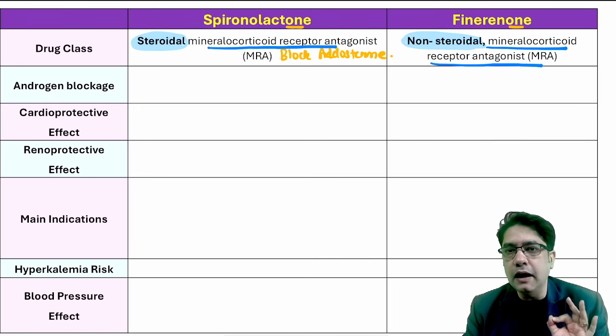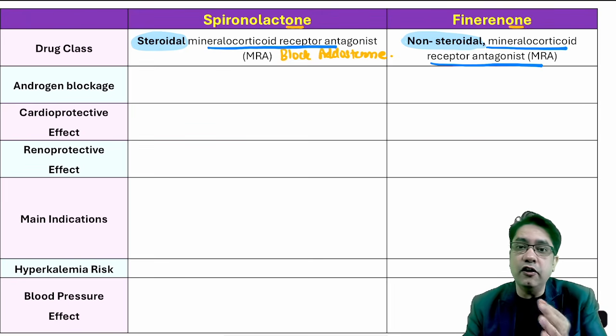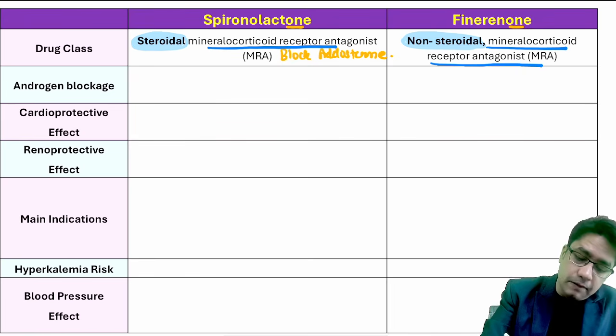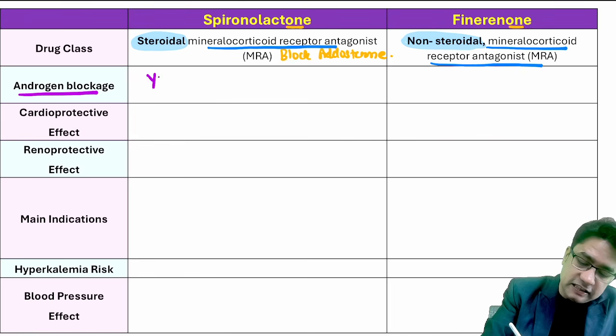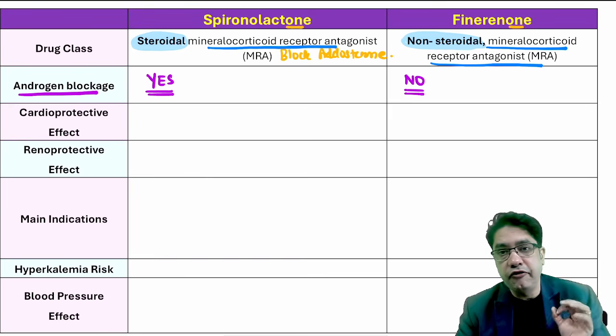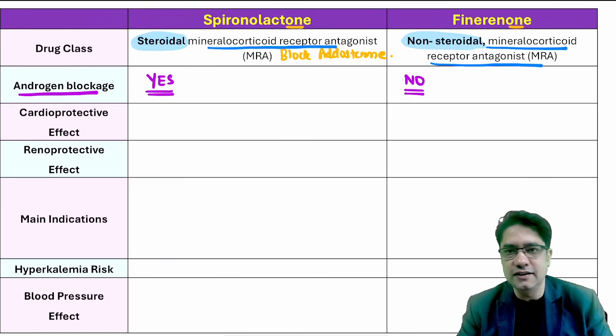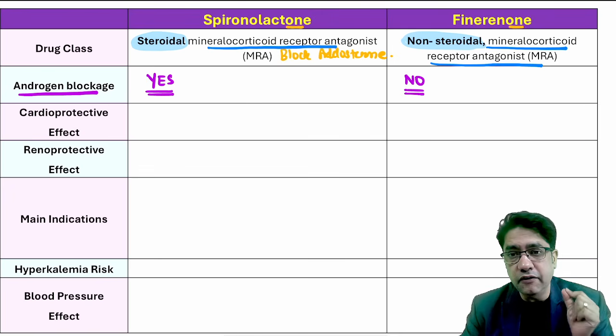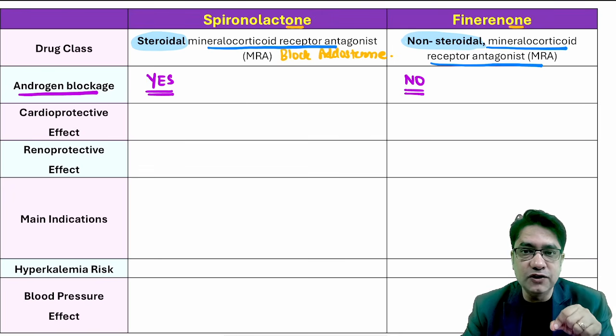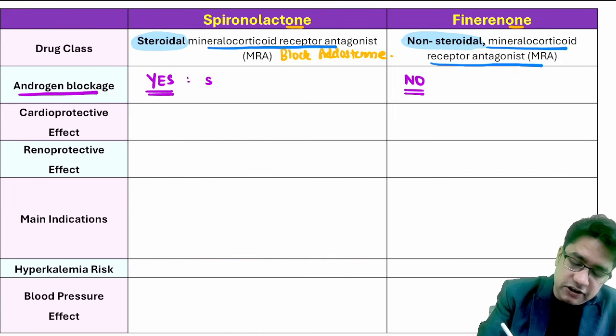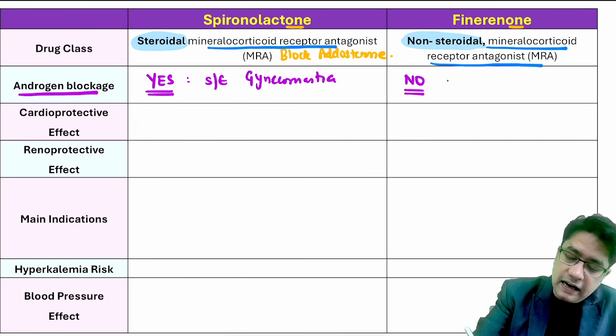Now spironolactone, apart from blocking aldosterone hormone, also blocks testosterone or androgen hormone. So remember, androgen blockage, yes. Spironolactone also blocks androgen receptor, while finerenone does not block testosterone or androgen receptor. So I want to ask you a question. If a drug is blocking testosterone or androgen, don't you think it can lead to gynecomastia in males? So which drug causes gynecomastia? The side effect of spironolactone is gynecomastia, and there is no risk of gynecomastia with finerenone.